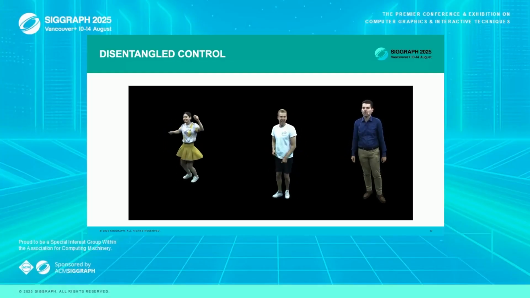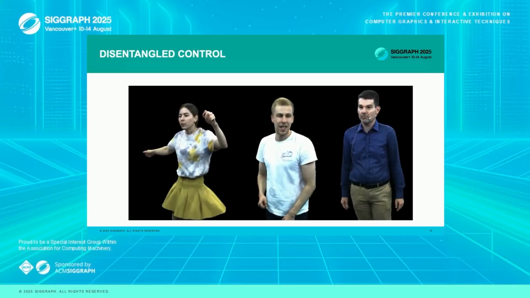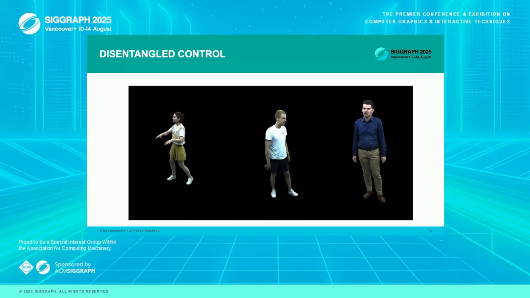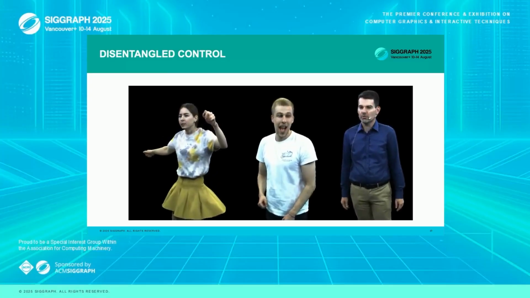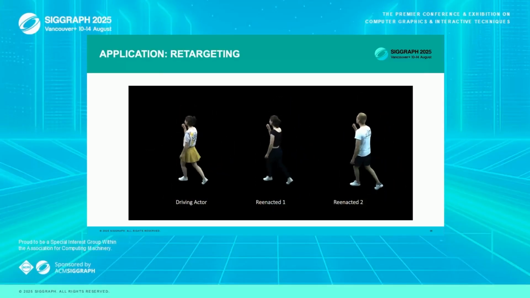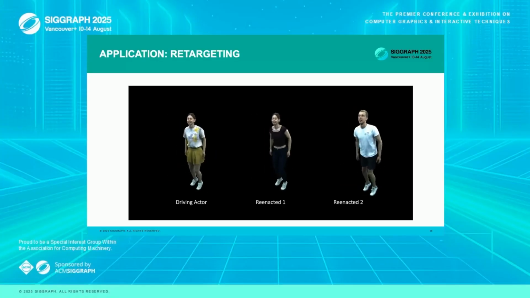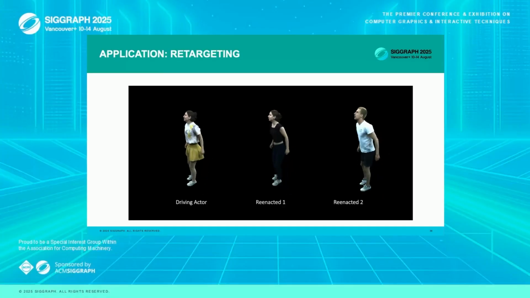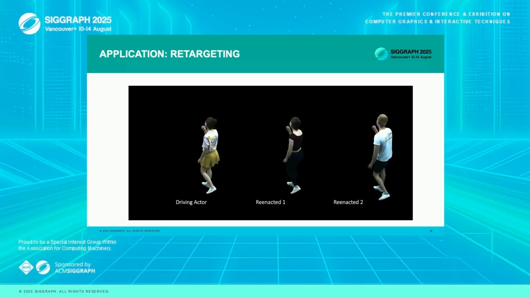The ability to disentangle can be seen in this result. Here, what we do is we take a single body motion and apply different facial expressions. Our model also allows for easy retargeting, where we can take the performance of a driving actor and reenact it on two different avatars, each preserving their unique appearance while faithfully following the motion and expression commands.